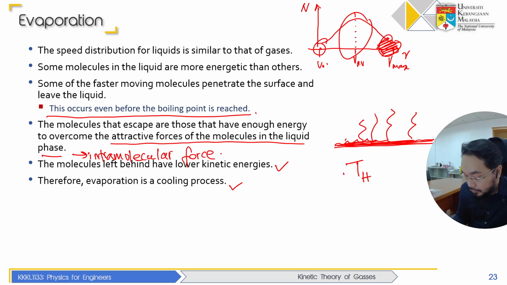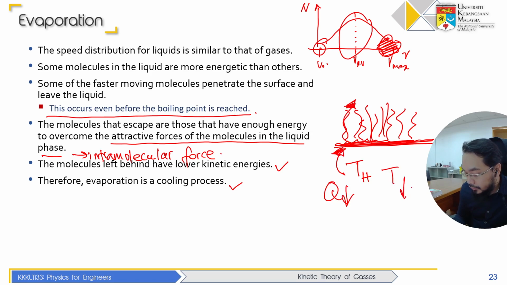So as more evaporation occurs, more and more heat is transferred into the liquid, into your sweat, and transferred out due to evaporation. So as more and more Q drops, T also will drop. That's how you get a drop in temperature.